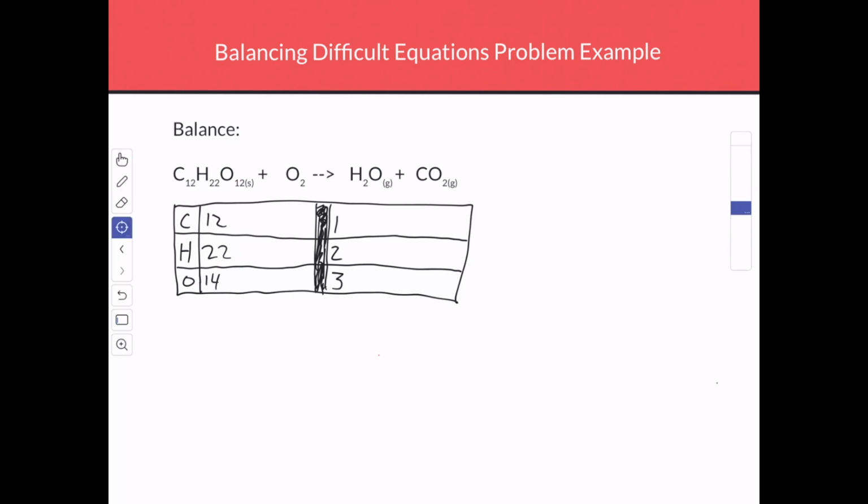We need to balance our carbons out first because that's in our most complex compound. So we need to get 12 on the products. The easiest way to do that is to just put a 12 in front of our carbon dioxide. By doing that, we've achieved the 12 we wanted. We've also changed our number of oxygens, so we need to address that. 12 times 2 oxygens gives us 24 plus 1, 25. So we'll change that.